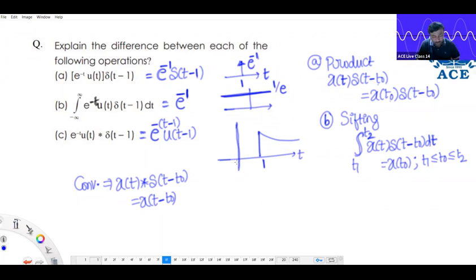So don't mix the properties according to your convenience. Don't mix the properties.